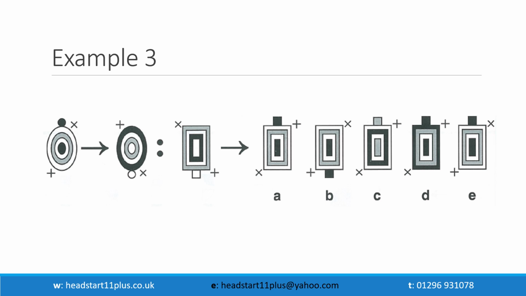So firstly, we can see that the black circle at the top of the image has moved to the bottom and turned white. So using this pattern, we would expect to find a black square at the top of our image, as it would have moved from the bottom to the top, and it would have moved from white to black. So that means we can eliminate C and B, because B's got the box at the bottom and C is grey.